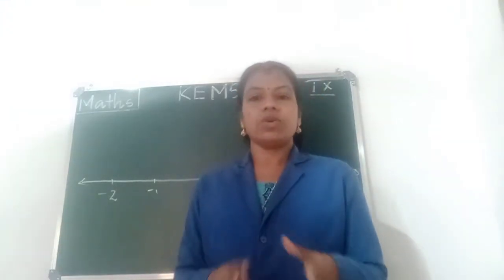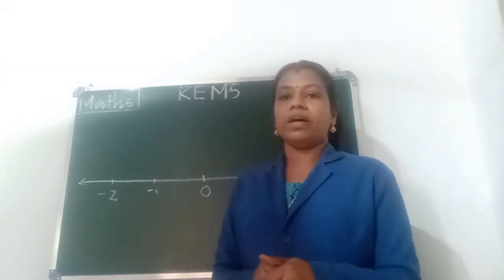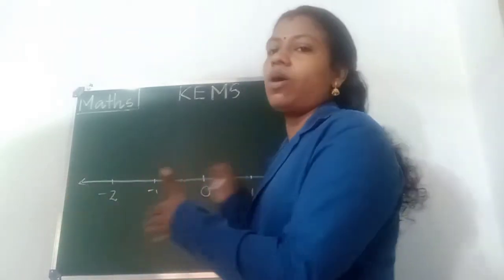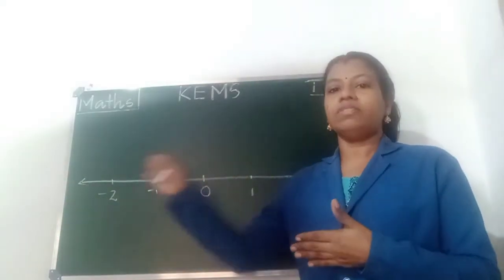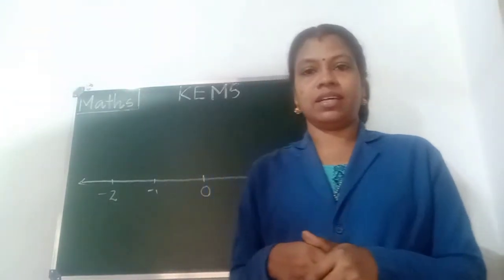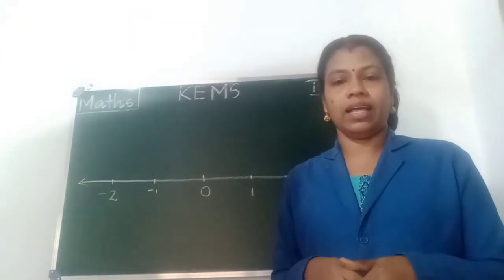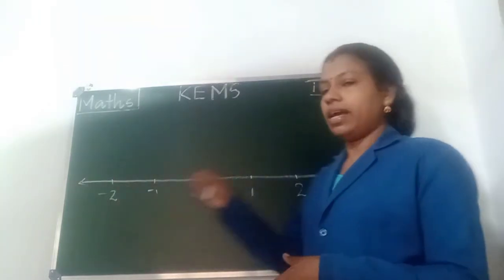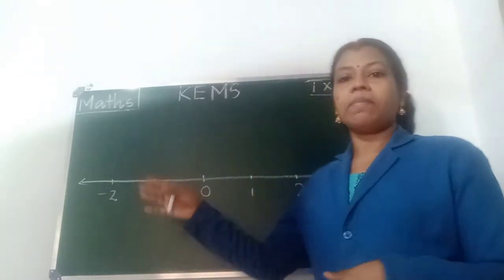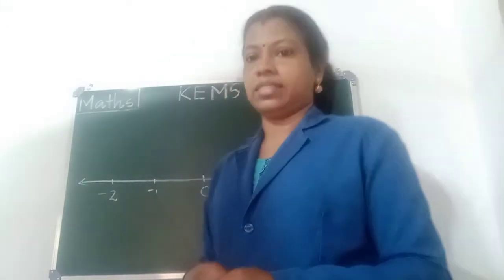To represent an irrational number on the number line, first we need to draw a number line. Draw a number line and mark the integers with 1 unit length. That is the first step. Use your scale to draw the number line and mark the integers with 1 centimeter length.